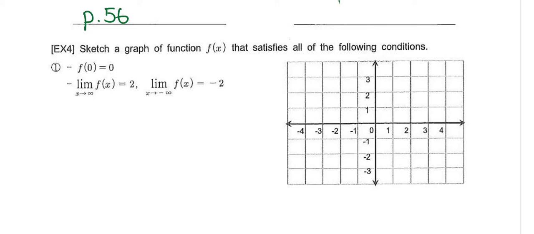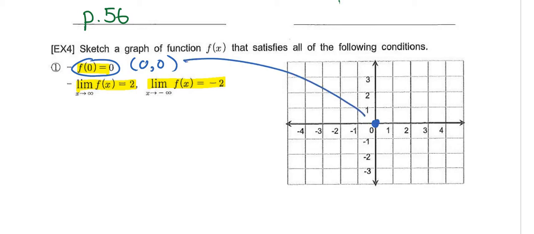We're now on page 56, example number 4, and the questions on page 54 have to do with sketching graphs of the function based on the criteria that's given to you. So in this question I have three things to put into my graph. For the very first statement, this is pretty much the point (0, 0). So let's go ahead and plot that into the graph right there. So there it is, the origin.